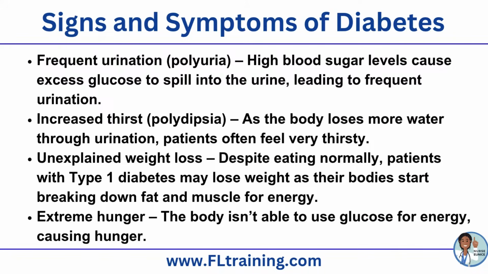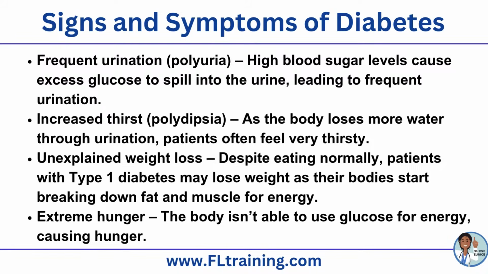All right, so what are some of the signs and symptoms of diabetes? First, frequent urination, or we call that polyuria. You know how I like for you to learn your medical terms, so break it down. Poly means more than, urea referring to the urine. So this happens when high blood sugar levels cause excess glucose to spill into the urine, leading to frequent urination. Polydipsia is increased thirst. As the body loses more water through urination, the patients often feel very thirsty.